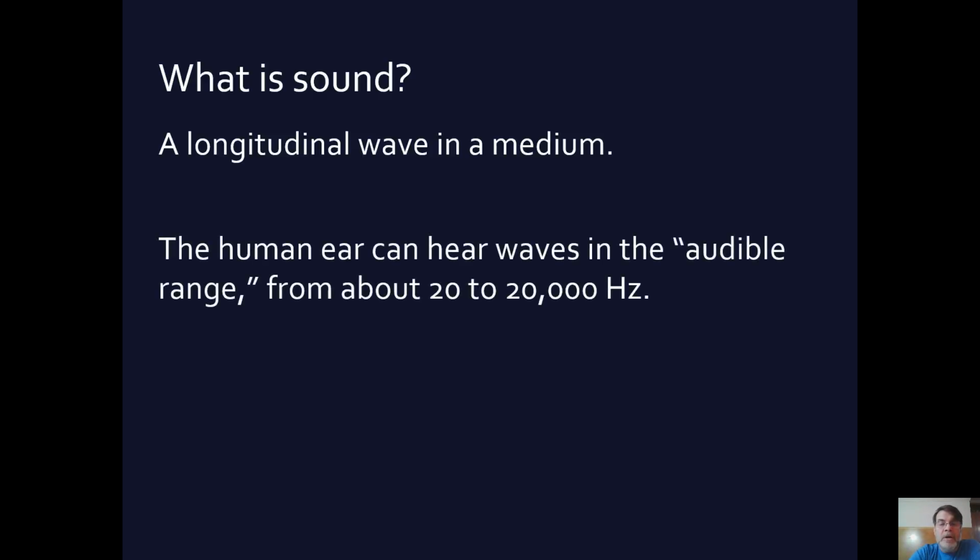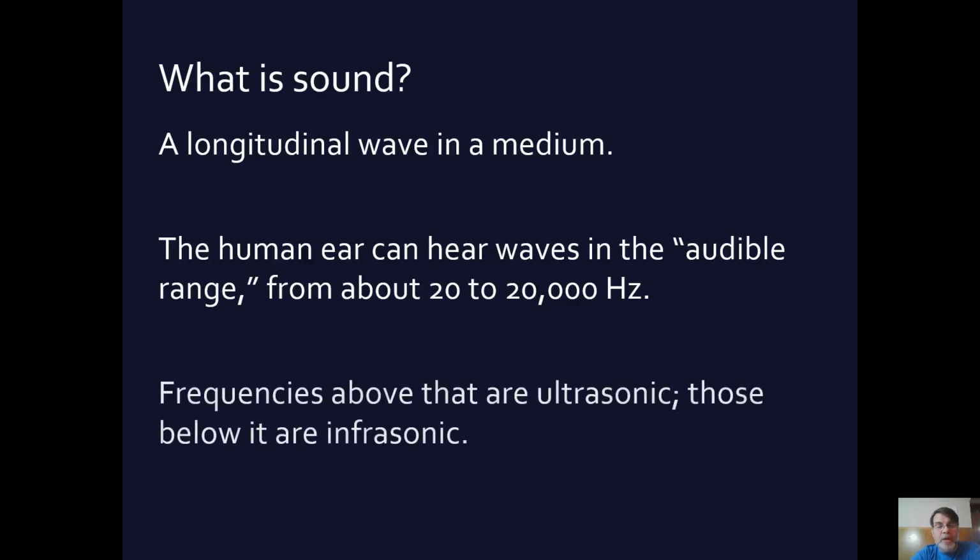The human ear hears waves somewhere in what's called the audible range, which is from about 20 cycles per second to 20,000 hertz. Because I'm 50 now, I'm not hearing those 20,000 hertz sounds anymore, much to my children's amusement. But anyway, frequencies above 20,000 hertz are called ultrasonic waves, and those below it are infrasonic waves. You know the old story that dogs can hear higher pitches than humans can. They can hear some sounds that to you and me are ultrasonic.